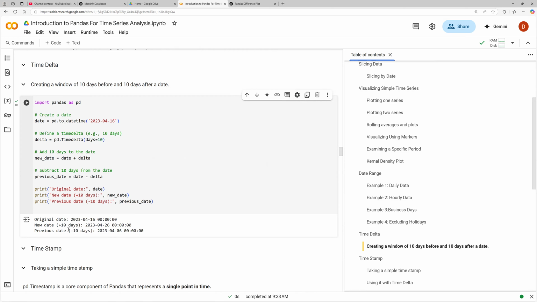So here we get 10 days after and 10 days before. This is pd.Timedelta, and you can specify the number of days here. With pd.to_datetime, if you have a string, you have to use this function to make it a datetime.